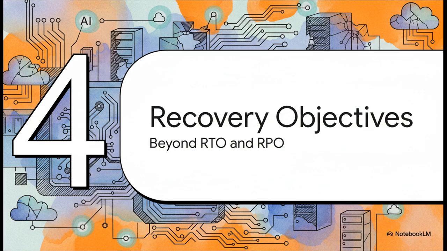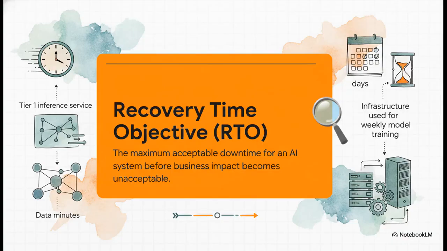And that leads us perfectly into our final section, defining what recovered even means. Because for AI, it's not just about flipping a switch back on. We've got to think beyond the classic metrics that we've used for years. So let's quickly hit the ones you already know. Recovery time objective, RTO, still super important. It's your deadline, the absolute maximum downtime you can handle before things get really bad. For that Tier 1 system, it might be just a few minutes. For a model that only retrains once a week, it could be days.